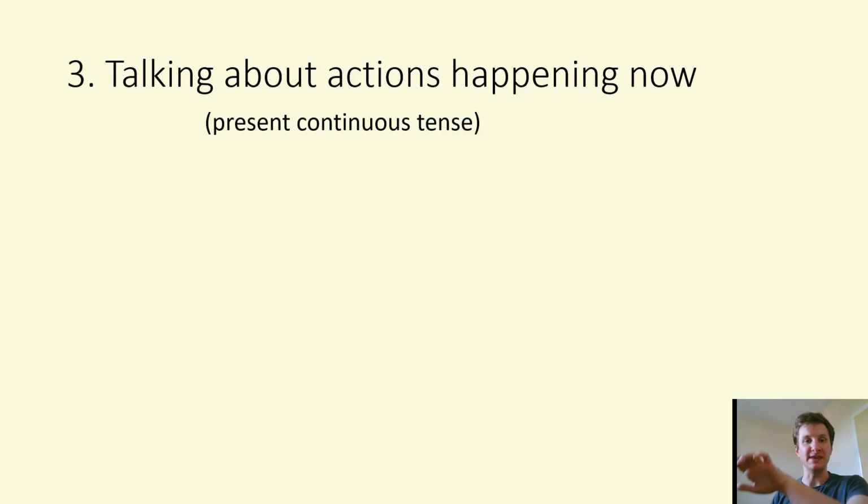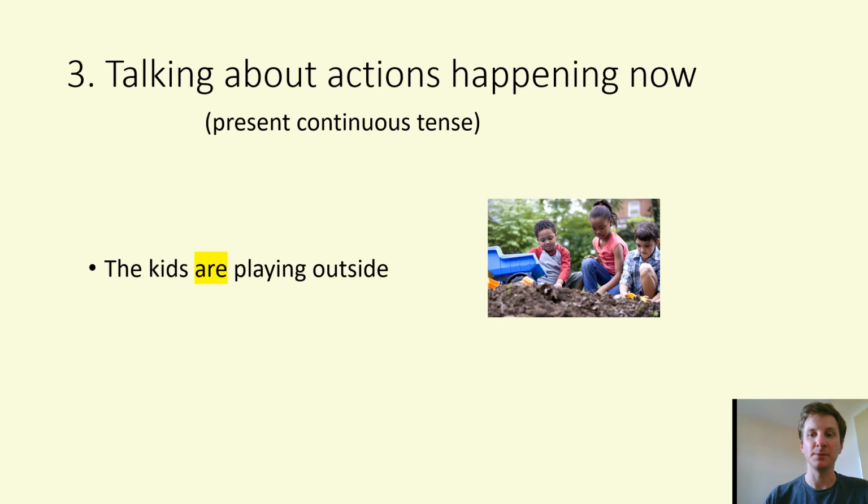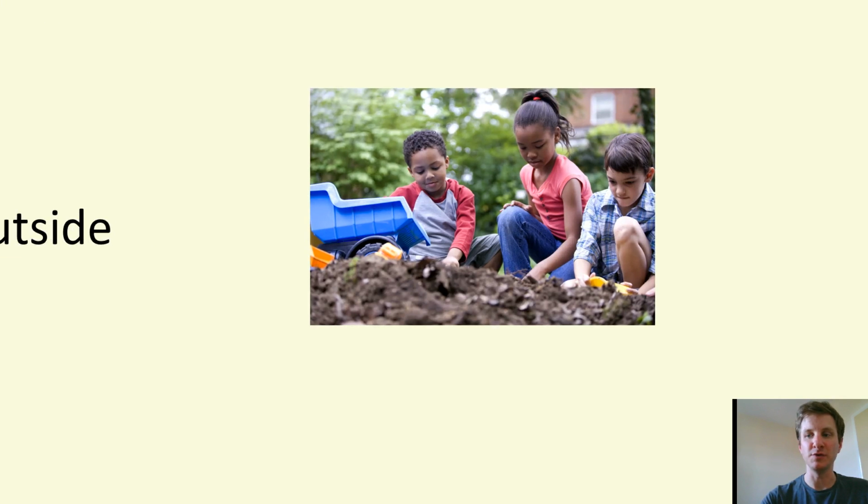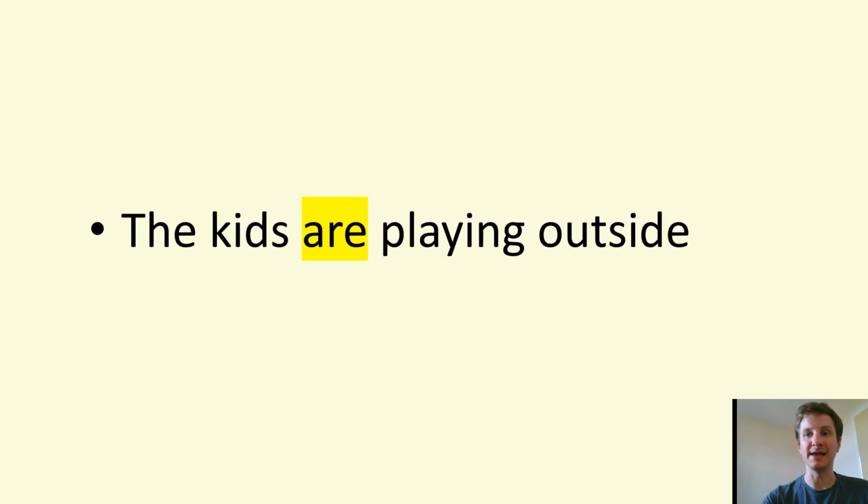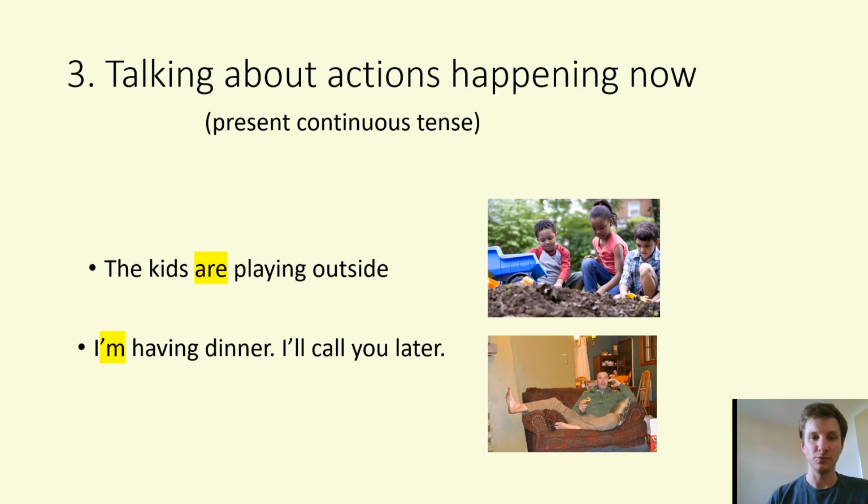On to number 3 now. We use the be verb to talk about actions happening now. This is called the present continuous tense. For example, the kids are playing outside. They're doing this now. So we can say the kids are playing outside. Or, I'm having dinner. I'll call you later. That means I'm eating my dinner now. So I use be verb with a verb ing. I'm having.